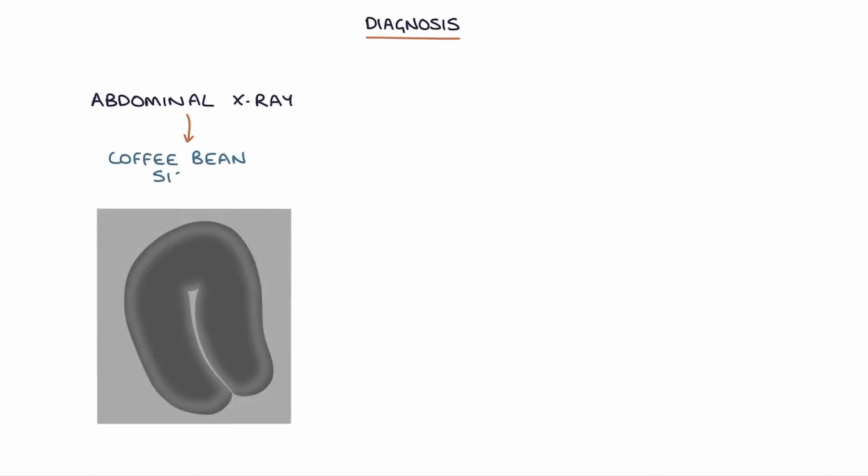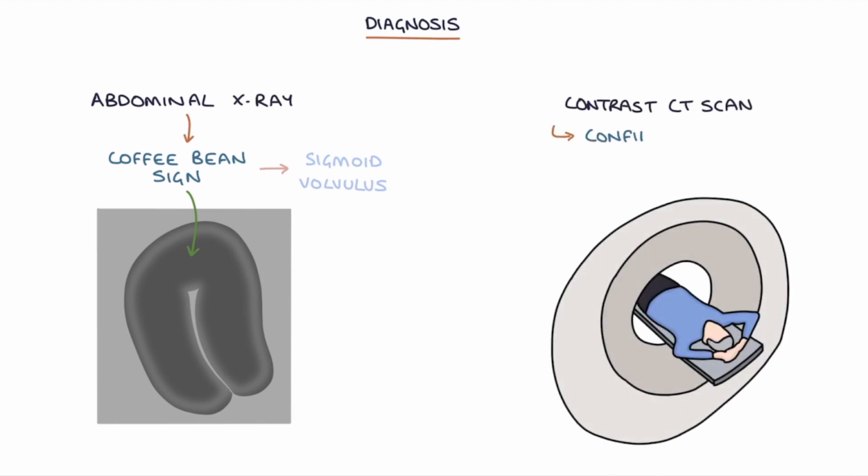So how is a volvulus diagnosed? Abdominal X-ray can show the coffee bean sign in sigmoid volvulus, where the dilated and twisted sigmoid colon looks like a giant coffee bean. A contrast CT scan is the investigation of choice to confirm the diagnosis and identify other pathology.